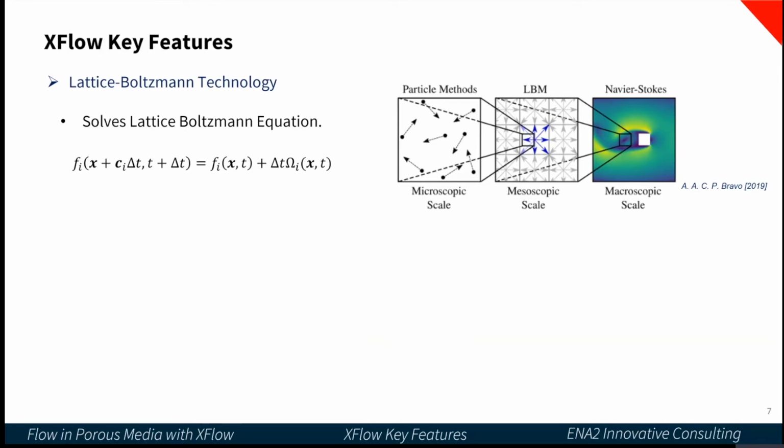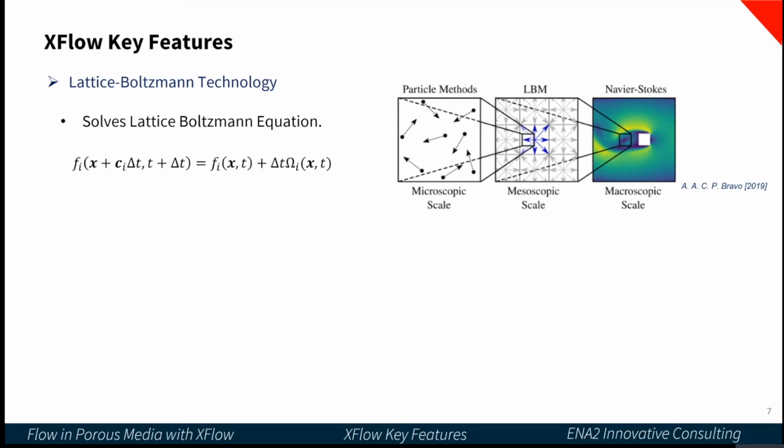So in the mesoscopic scale, again, we have a space discretization. We call it mesh or voxel. However, inside that voxel, we discretize the velocity of the group of particles in specific directions. So here, those arrows show the discrete velocity directions that we call Ci.